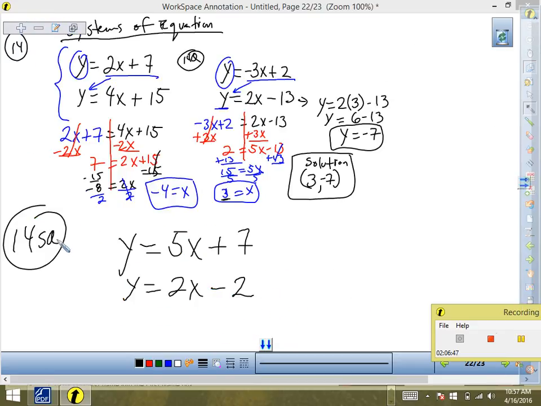Once again, for 14 squared, make sure you solve for x, then solve for y, and write it as a solution. Copy that and go.